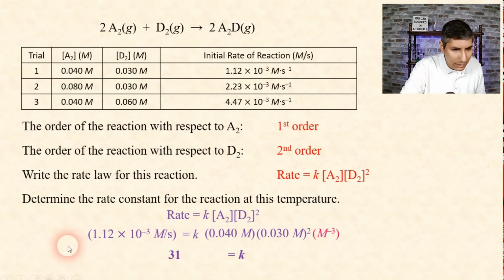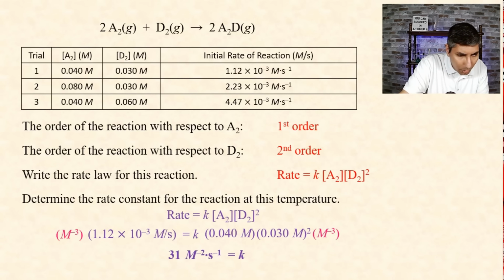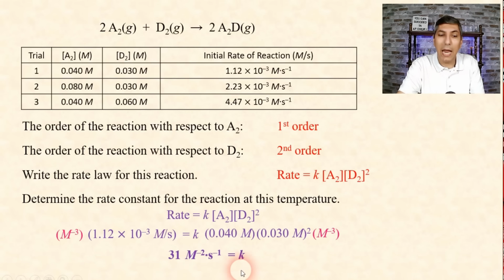So on this left side, I'm going to also multiply by molarity to the negative third. And this molarity times molarity to the negative third is molarity to the negative 2. So the units are molarity to the negative 2 over seconds. We have that seconds we still have to put in there too. So that is our value for K with correct units. So be very careful as you're making that calculation.